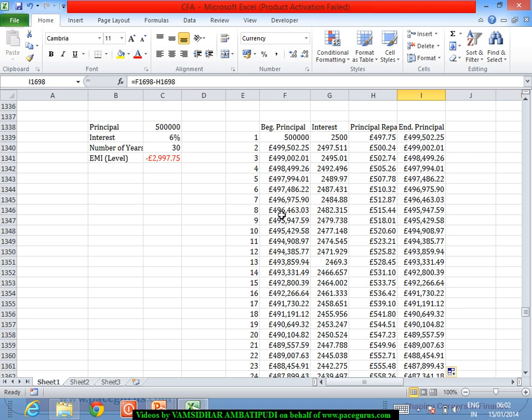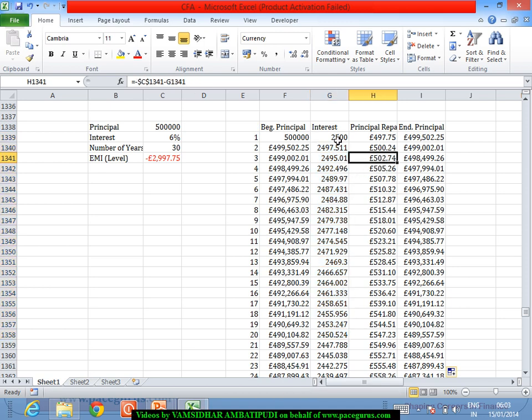Now, a few things from this. What we are seeing is for these kinds of securities, the principal portion initially is much lesser, but as the time period is increasing, the principal is increasing gradually, whereas the interest is decreasing gradually. And so these are the two important things that are there.